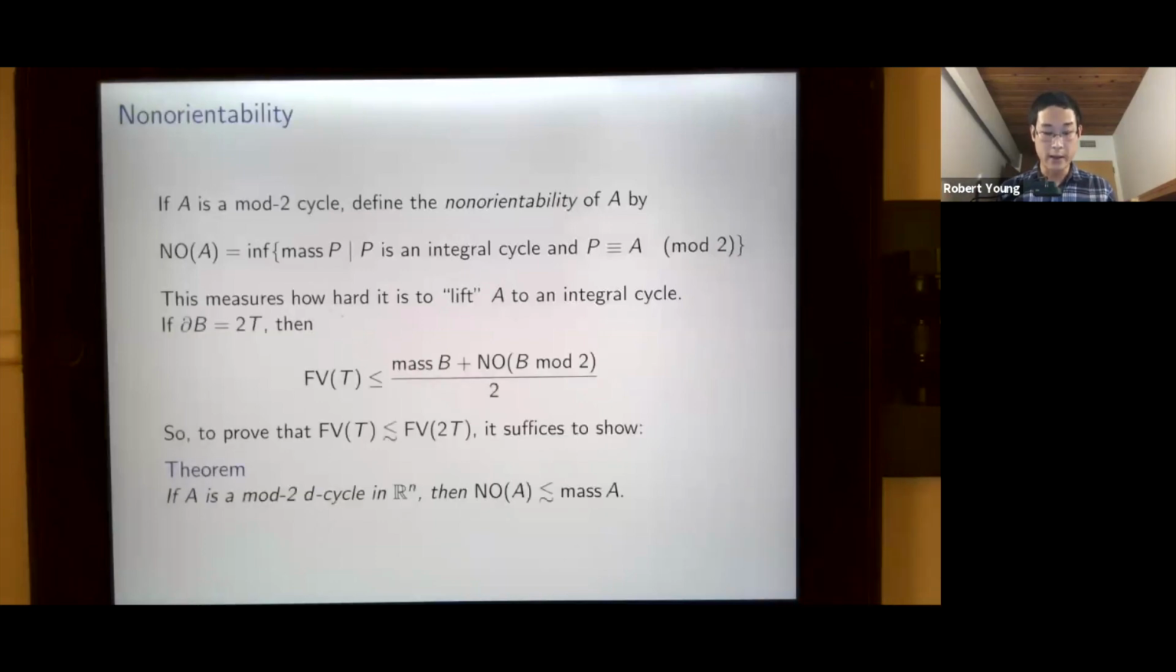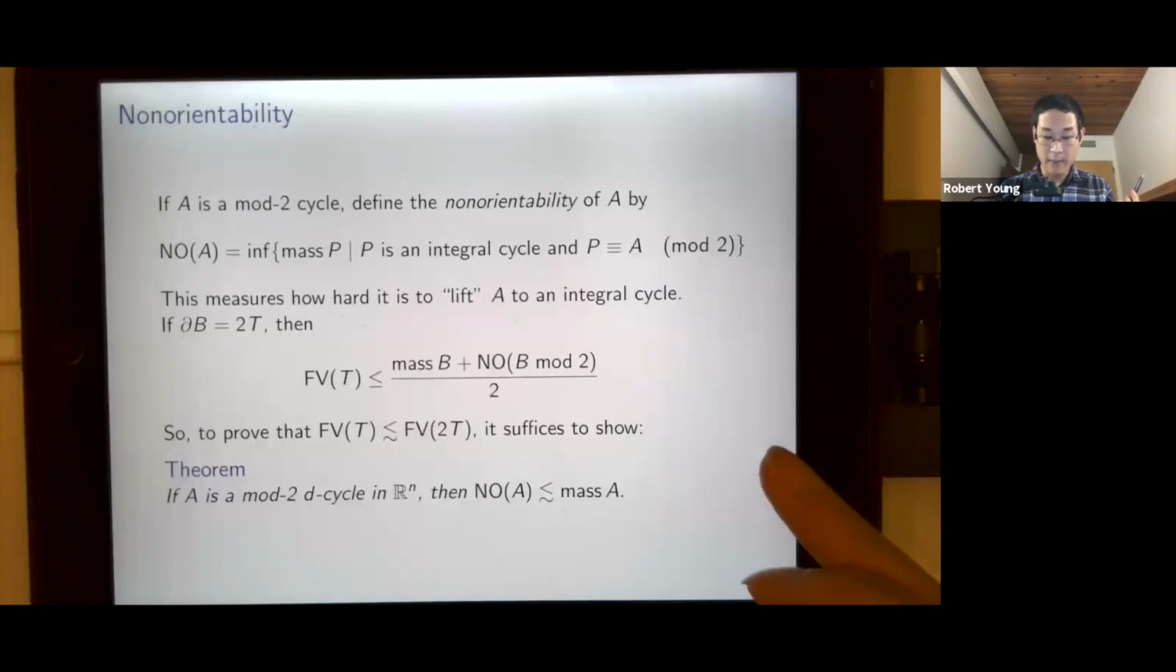And we get an inequality that if I have a filling of 2t, then the filling volume of t is at most the mass of that filling of 2t plus the non-orientability of that filling mod 2 divided by 2. And so in particular, if we want to prove our original theorem, this relationship between the filling volume of t and the filling volume of 2t, it suffices to bound non-orientability. It suffices to show that if A is a mod 2 d cycle in Rn, then the non-orientability of A is bounded by a constant times the mass of A. It's okay so far?